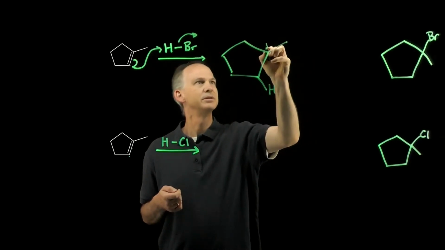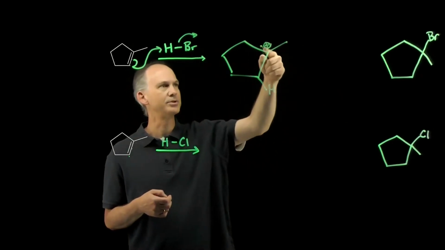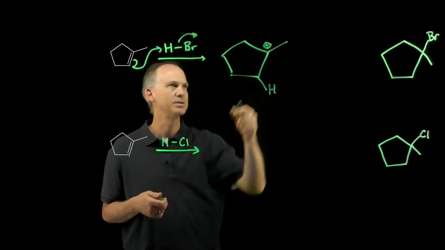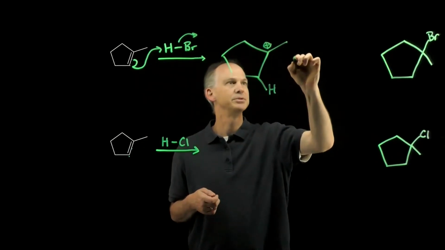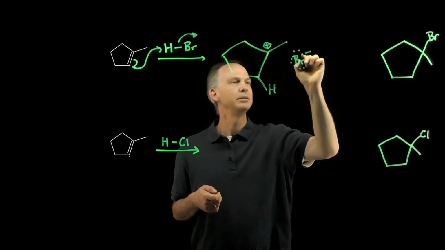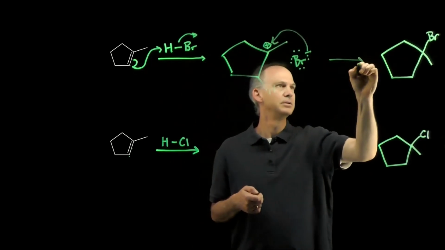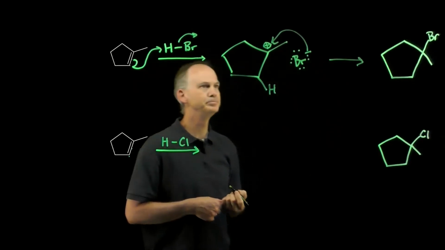And that gives us the carbocation at this position. And we want the carbocation here on the tertiary carbon because it's more stable, because the cation is more substituted. And then we end up with a bromide anion, and the anion attacks the carbocation to give us that product.